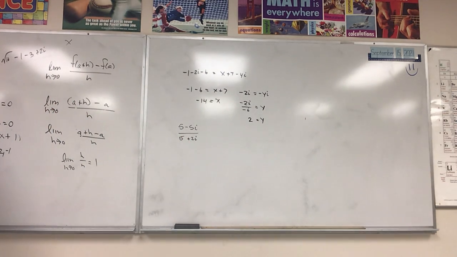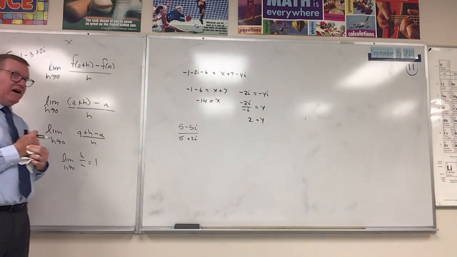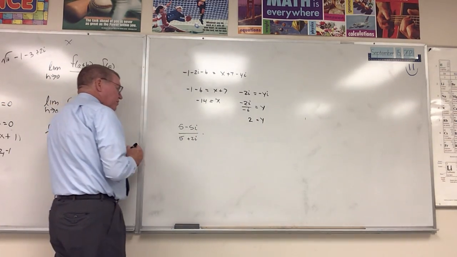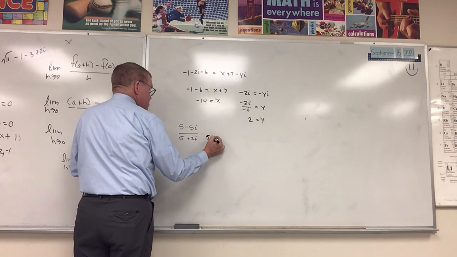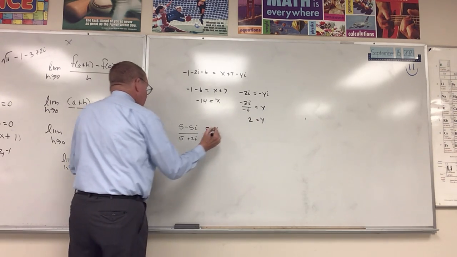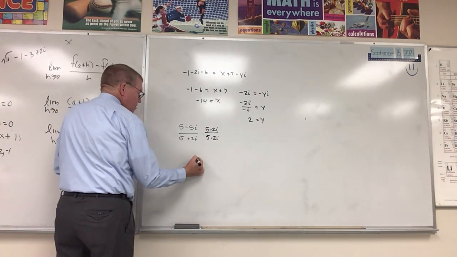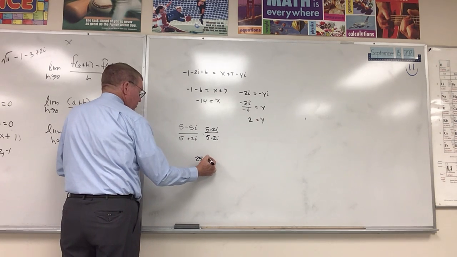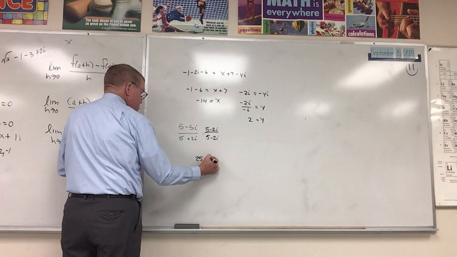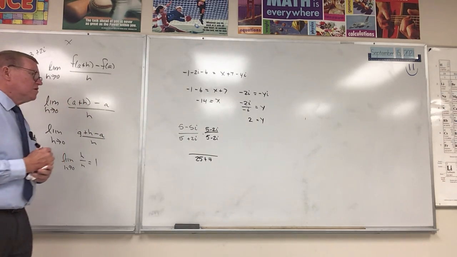Alright, so to get rid of the I in the denominator, what are we gonna do? My first thought was multiply it by itself, like you square the bottom one. Nope, not quite. Doesn't get rid of the I. How do we get rid of the I? Conjugate. What's the conjugate? 5 minus 2I. Multiply the bottom by the conjugate, and multiply the top by the conjugate. The bottom is 25 minus 4I squared, which is plus 4.